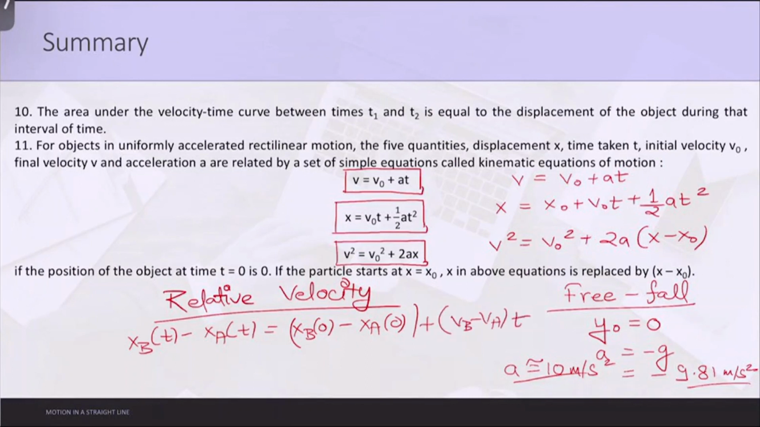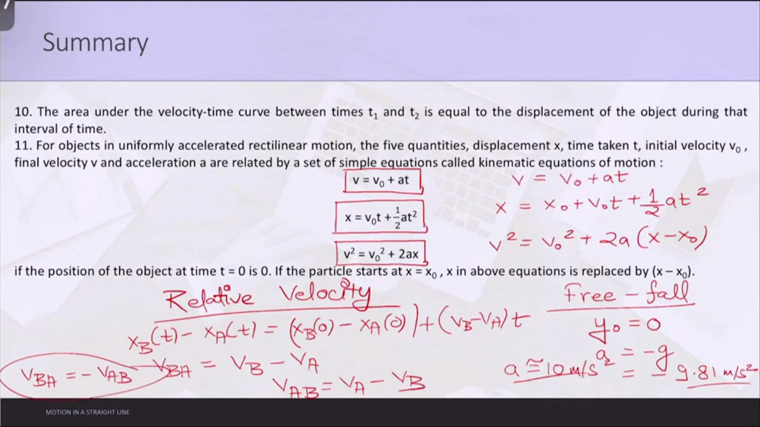Therefore, we can write the velocity vba, that is velocity of b with respect to a, as equal to vb minus va. Similarly, we can also write vab is equal to va minus vb. Also, we can say vba is nothing but equal to minus vab. Okay, that's all. So that was the complete chapter.